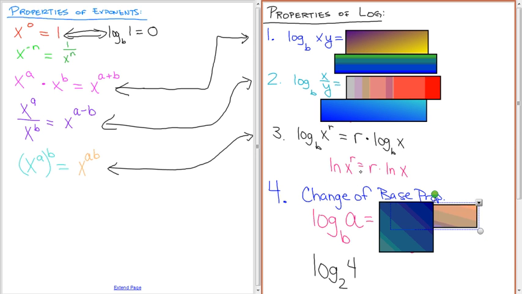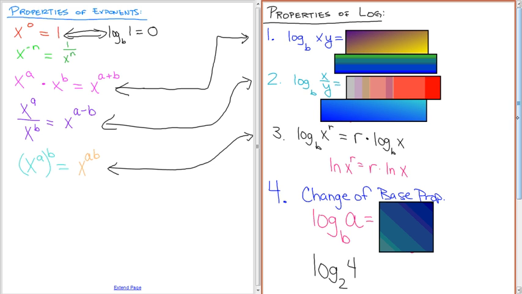And again, if you see it as a natural log, ln of x to the r is equal to r times ln of x. And so those are the three main properties of logarithms that you're going to be seeing today. Like I said, they relate to the properties of exponents.